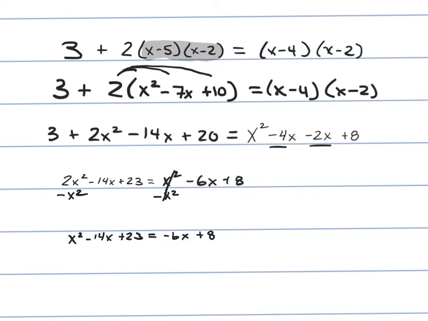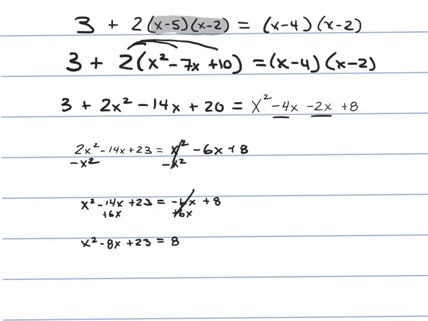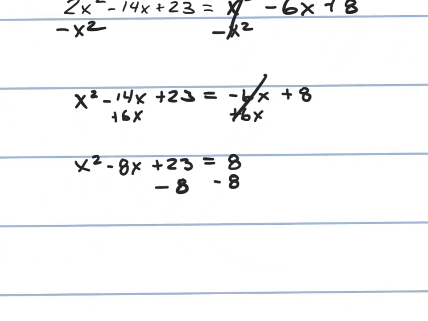Anything else that I can subtract? Or I can add. Add 6x, add 6x. What are we at now? Subtract 8 and subtract 8. We have to be careful with that right-hand side because a lot of people ignore this and then they forget what to do. 8 minus 8 is equal to 0. 23 minus 8 is 15. So we get x squared minus 8x plus 15 equals 0.